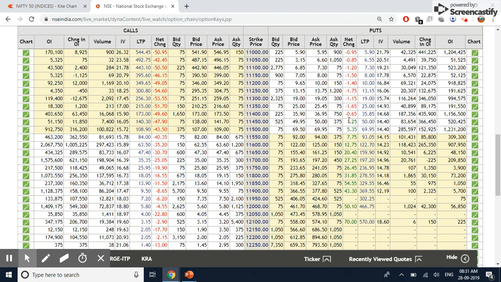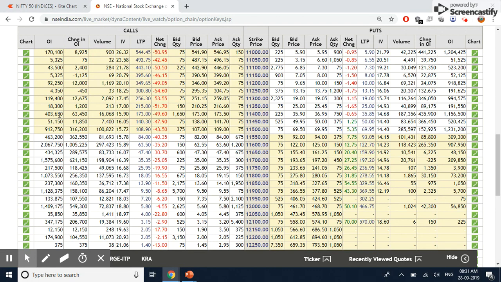So now let's see the calls and try to find out resistance for 30th of September. Let's see what we have at 11,500. Here the change in open interest is almost 3.1 lakh contracts, and the cumulative open interest is 9.1 lakh contracts. As the net change is minus 43, it means the call writers or call sellers sold the contracts at the strike price 11,500. Now further down at 11,400, the change in open interest is only 63,000 contracts, and the cumulative open interest is 4 lakhs.